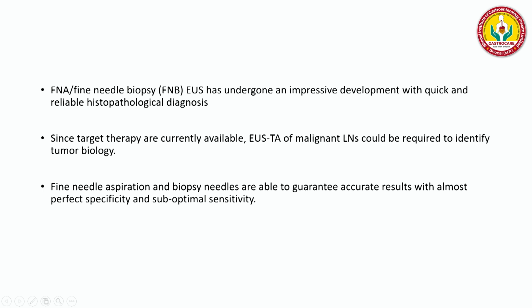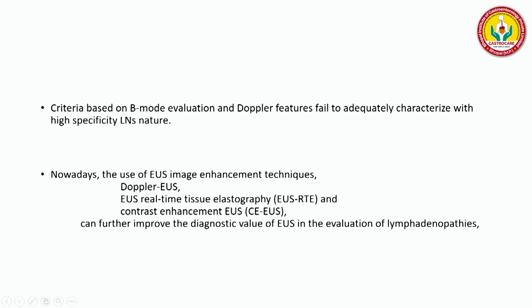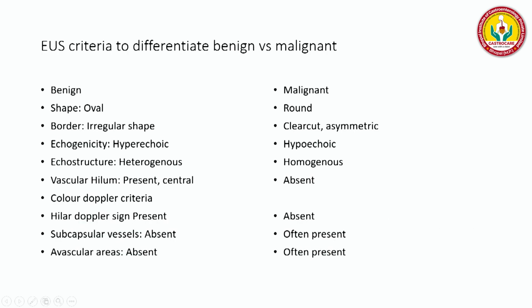Therapies are currently available, so tissue acquisition of a malignant lymph node is a mandatory thing to identify the tumor biology, and fine needle aspiration and biopsy needle are able to guarantee accurate results with perfect specificity and suboptimal sensitivity. Criteria based on B mode evaluation and Doppler features fail to adequately characterize the nature of the lymph node. So nowadays, use of EUS image enhancement techniques like Doppler, real-time elastography and contrast-enhanced elastography has improved the diagnostic value of endoscopic ultrasound in the evaluation of these lymphadenopathies.